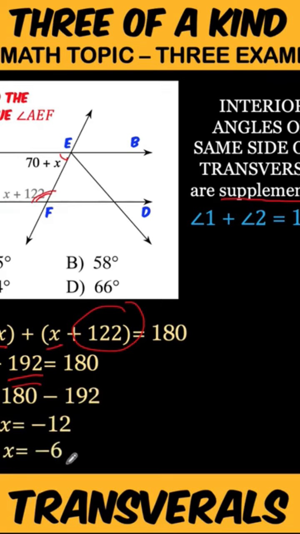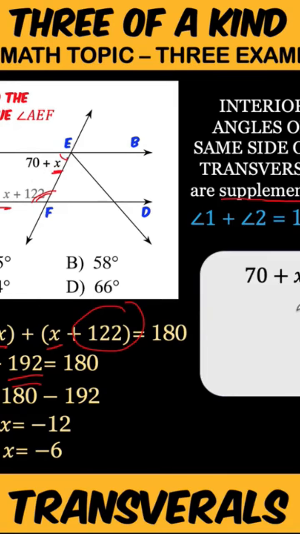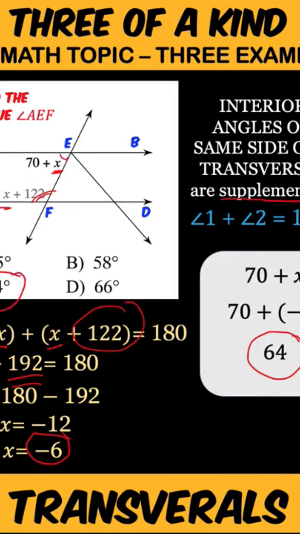Now this is not yet our final answer. That is just the value of x. So to find out the measure of angle AEF, we take the expression 70 plus x and substitute x equals negative 6 to x to get a value of 64 degrees, which is now the measure of angle AEF, and that is letter C. Let's go to the second example.